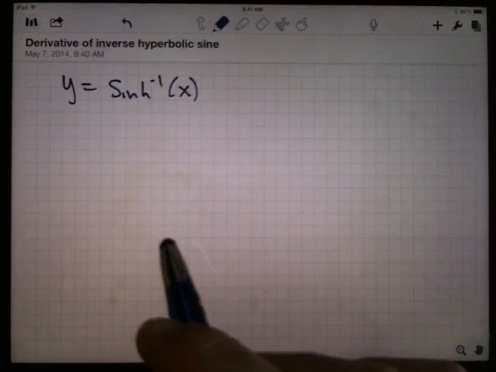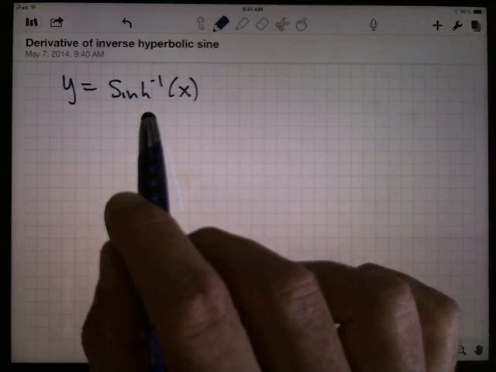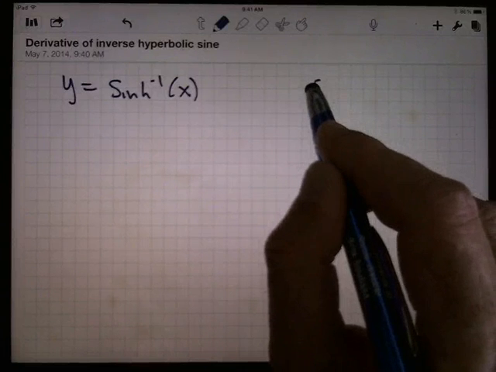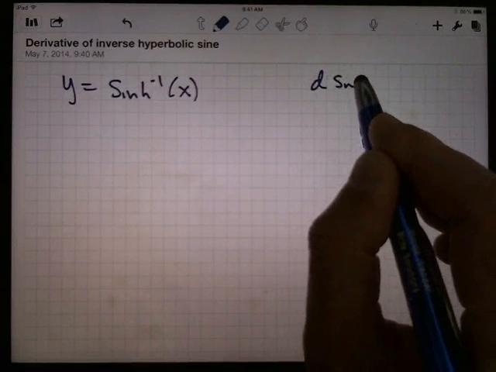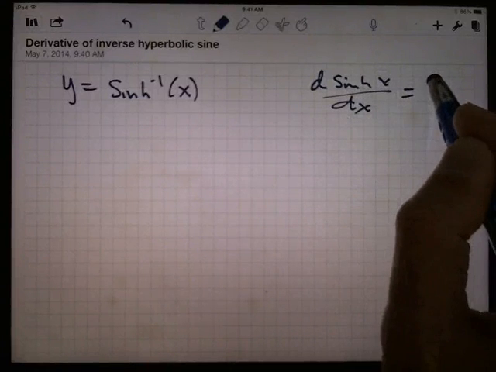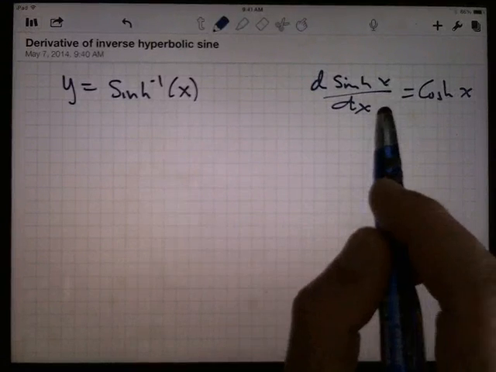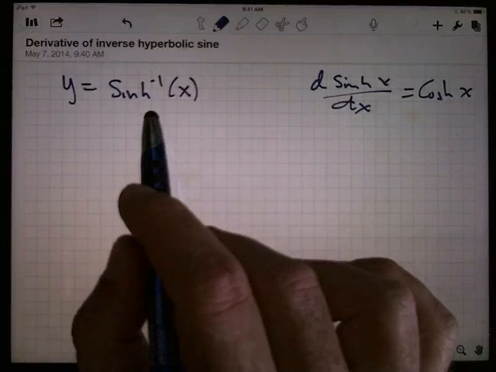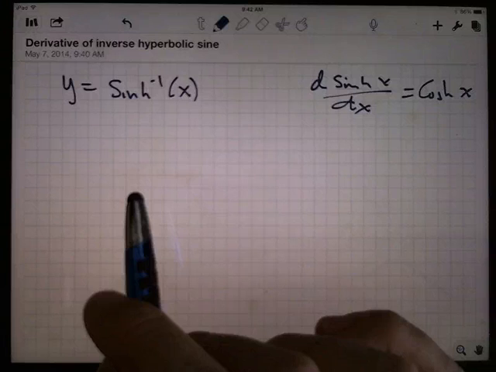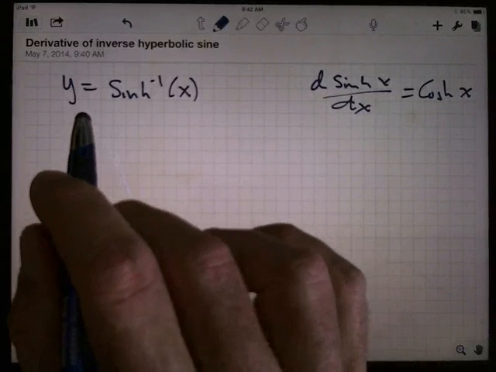I want to take the derivative of the inverse hyperbolic sine, and I'm going to do it in a way similar to what I've done with so many other inverse functions. That is, I know how to take the derivative of the hyperbolic sine of x. That's the hyperbolic cosine of x. And I'm going to use this to figure out the derivative of this, because I know that the derivative of the inverse function is always the derivative of the function. No, it isn't. It's the reciprocal of the derivative of the function with the other variable plugged in.